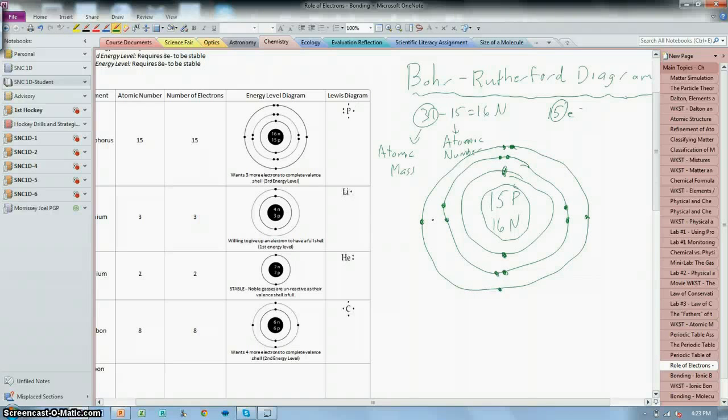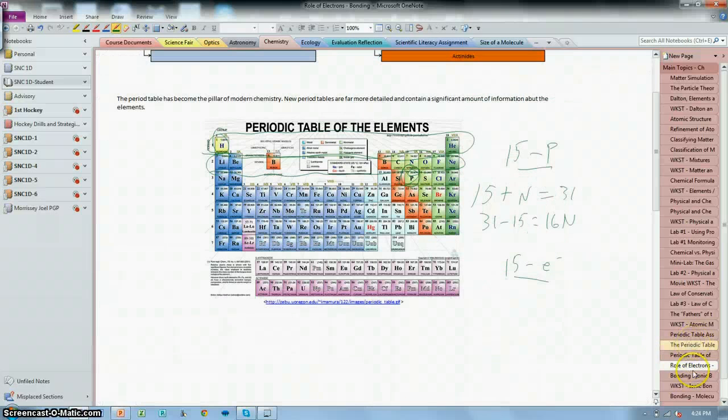Okay? The Lewis diagram now simplifies the whole process. All we're going to do for the Lewis diagram is take the atomic symbol, so again for phosphorus it is P, and now we need to know how many valence electrons phosphorus has. So if I go back to the periodic table, I can always figure that out by counting across my period to the number that it has. So 1, 2, 3, 4, 5.